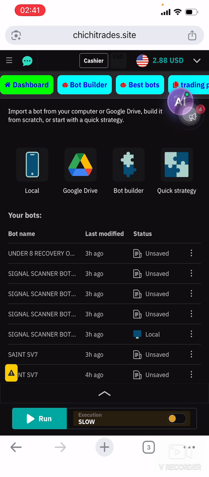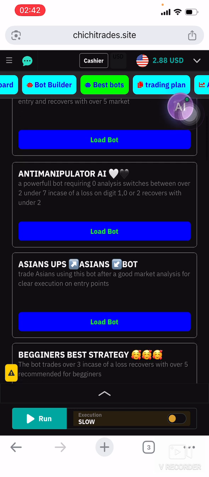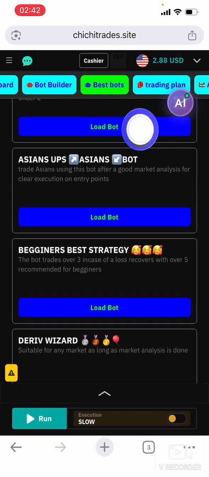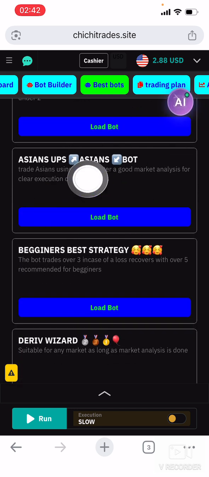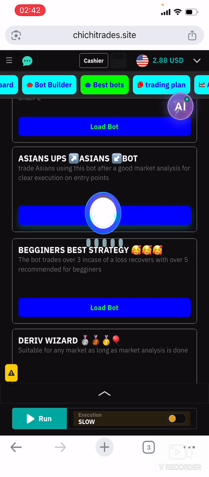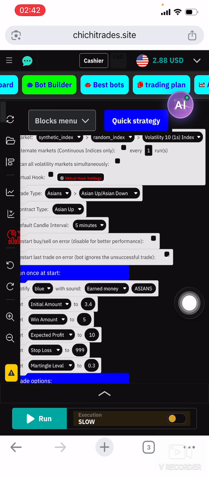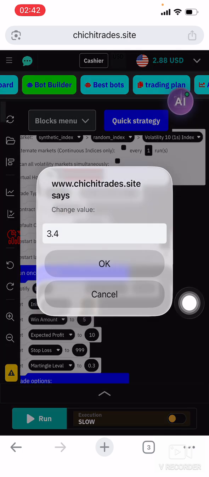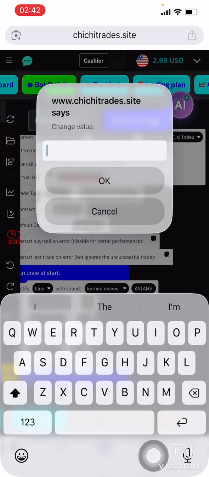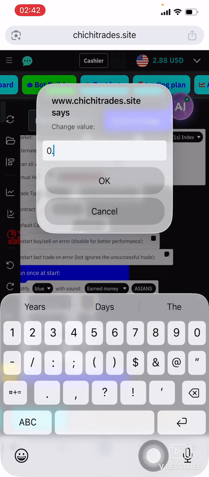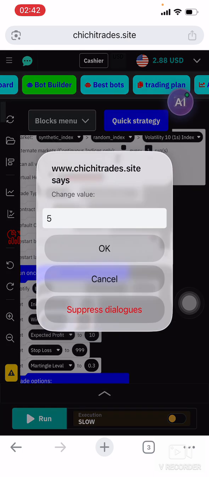So I have a small account of $2 actually. So what I'll do, we'll just trade using the account. So Asians apps, the bot, I'll pick this bot, and this bot is specifically for the Asians apps market. Asians apps, Asians down market.